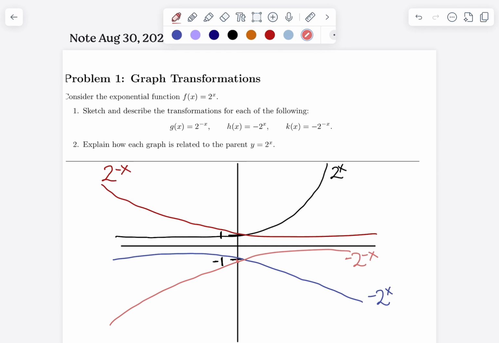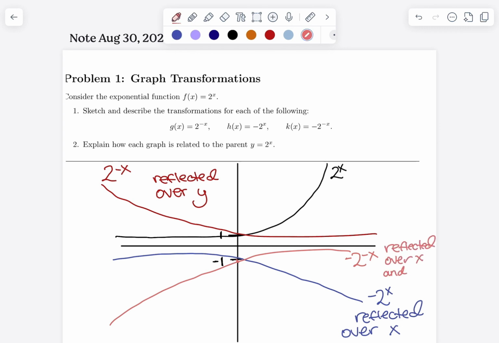So 2 to the negative x, like I said, was reflected over the y-axis. And then negative 2 to the x would be 2 to the x reflected over the x-axis. And then negative 2 to the negative x is both, so reflected over both x and y.